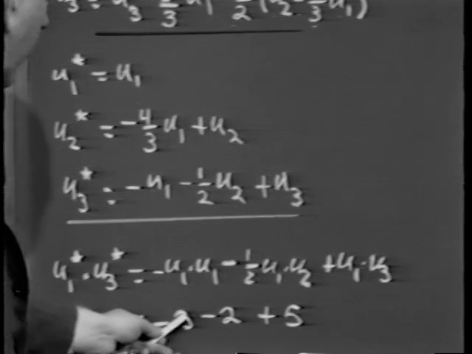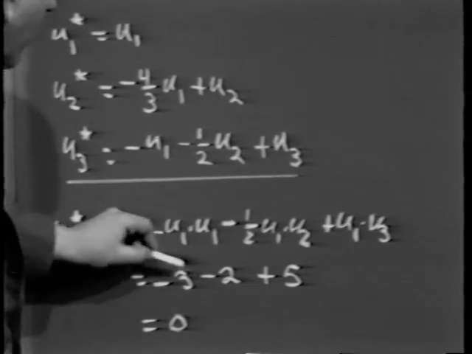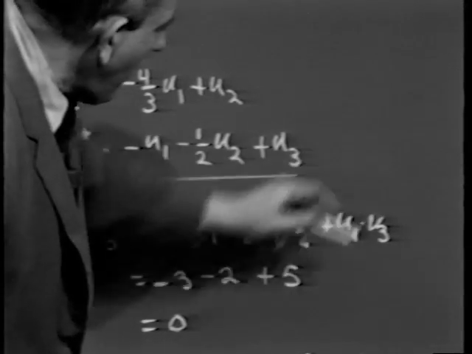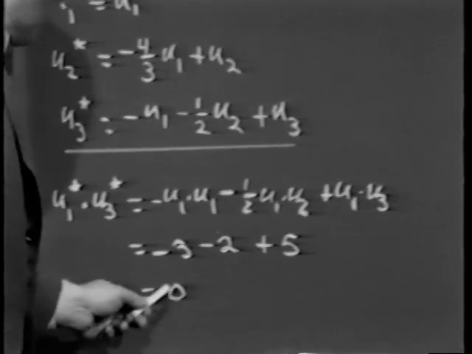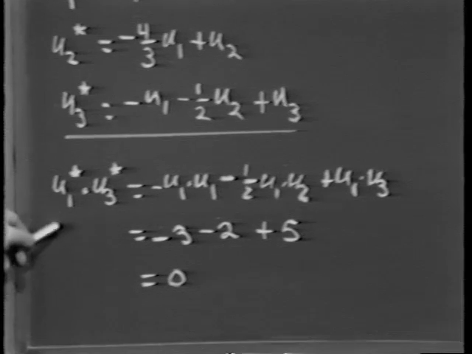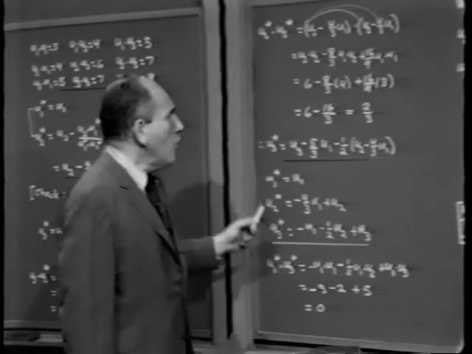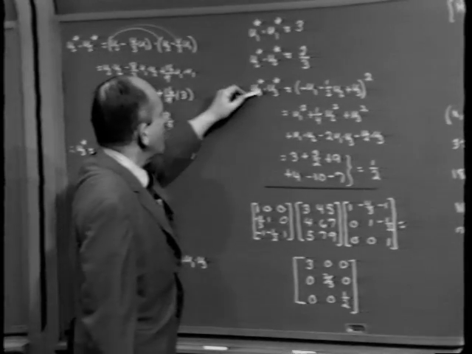u1 dot u1 is 3, u1 dot u2 is 4, so this is minus 3 minus 1/2 of 4, that's minus 2. u1 dot u3 is 5, minus 3 minus 2 plus 5 is 0. A similar check will show that u2 star dot u3 star is 0. We should also check to see what the lengths of u1 star, u2 star, and u3 star are.